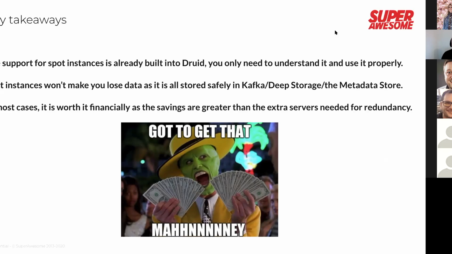And also, even though you will need to handle more things and think about all the consequences of using spot instances, in most cases it will be worth it financially. In our case, as you probably saw, we saved quite a lot of money doing that. So it's definitely worth the time. Thanks.